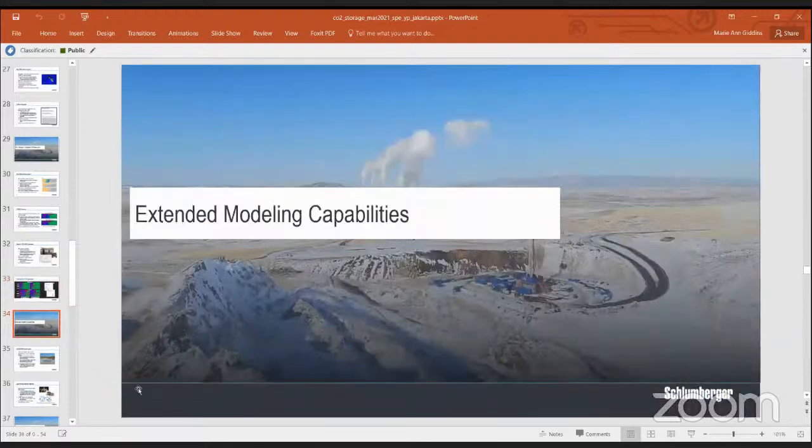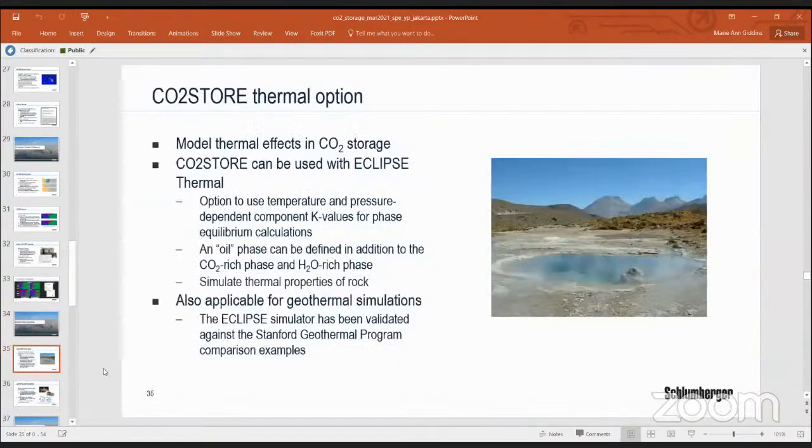Now I'll talk about some of the extended modelling capabilities. I mentioned that we have a CO2 store thermal option. You can use this to understand the impact of temperature. It also allows you to have an oil phase plus a gas phase and a water phase, and to simulate the thermal properties of rock. This is quite a general option. It's also applicable for geothermal simulations, and we have validated it against the Stanford geothermal program comparison examples.